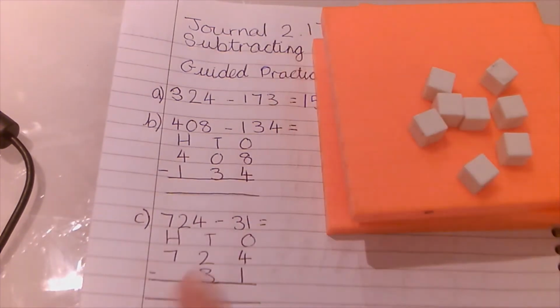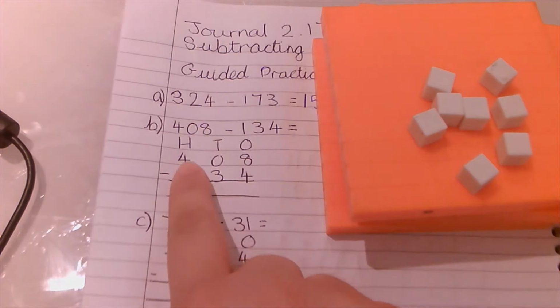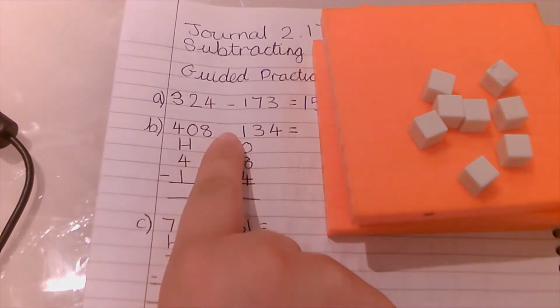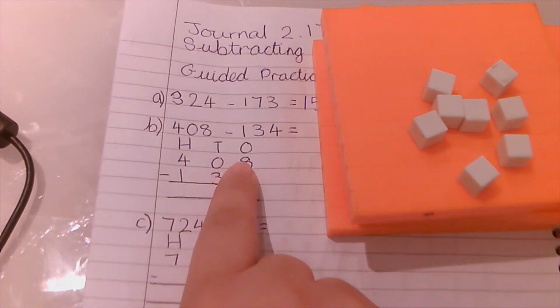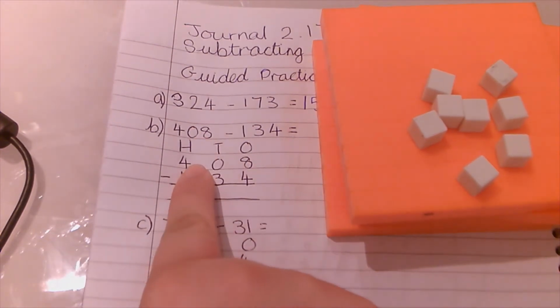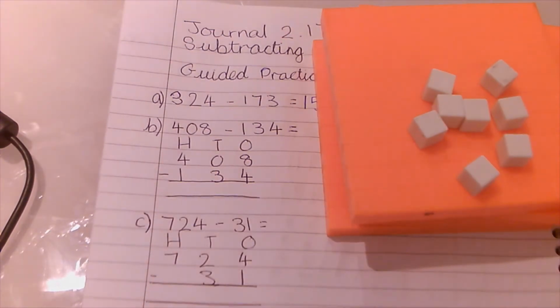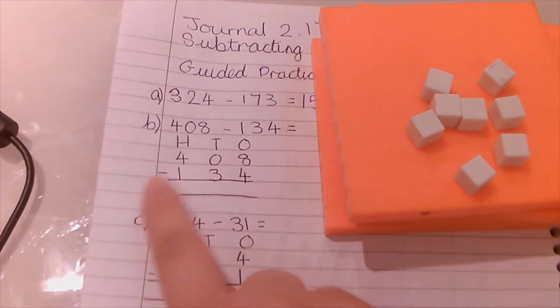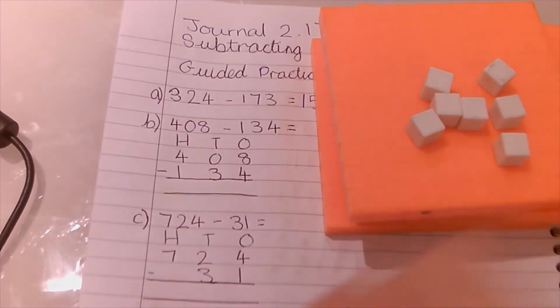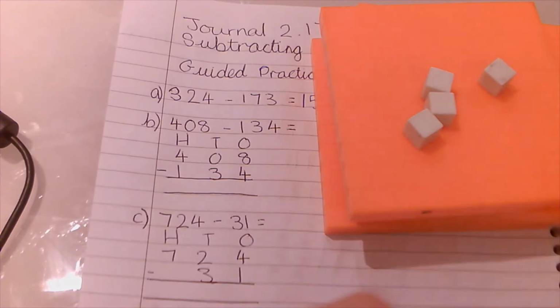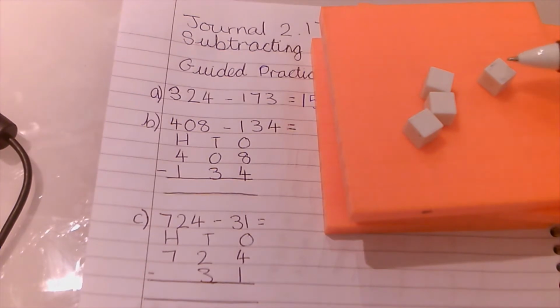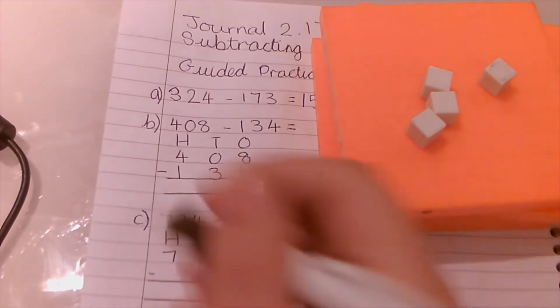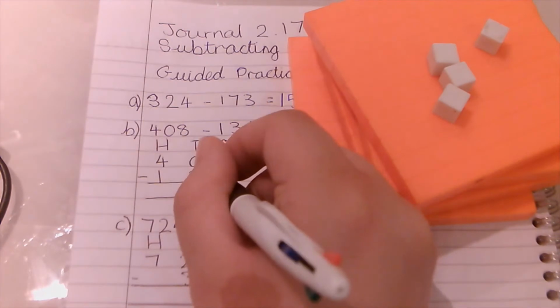8. Okay, now remember, whenever you're writing your column method, the first number in your number sentence has to go at the top of your column method. Because that's the number you're starting with. Now when we're subtracting, we always start from the ones. So 8 take away 4. Easy. 1, 2, 3, 4. So rather than counting up right at the end, we're just going to do it each step. So now we have 4 ones left. So we can put the 4 in there.